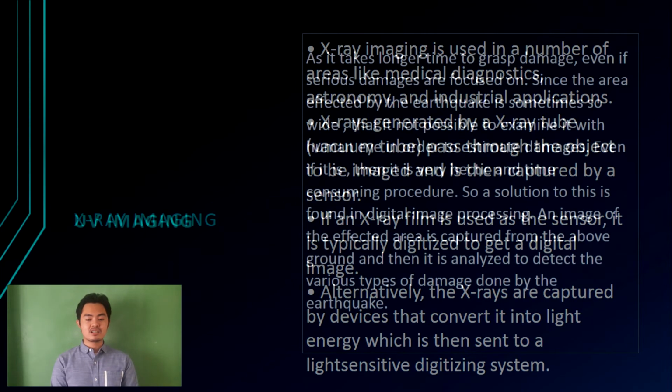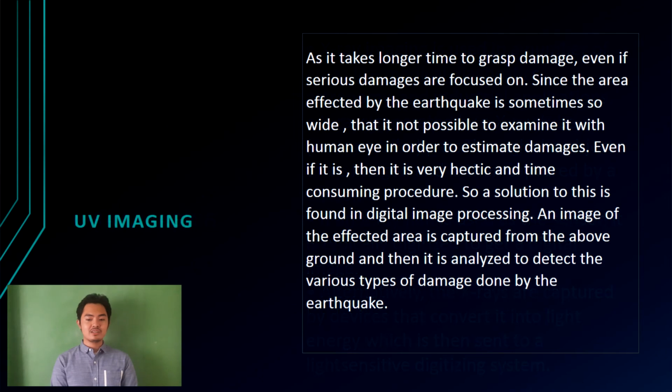Alternatively, the X-rays are captured by devices that convert them into light energy, which is then sent to a light-sensitive digitizing system. Next is UV imaging. In the field of remote sensing, an area of the Earth is scanned by a satellite or from very high ground, and then it is analyzed to obtain information about it. One particular application of digital image processing in remote sensing is to detect infrastructure damage caused by an earthquake.